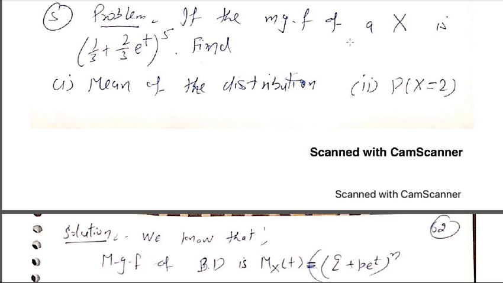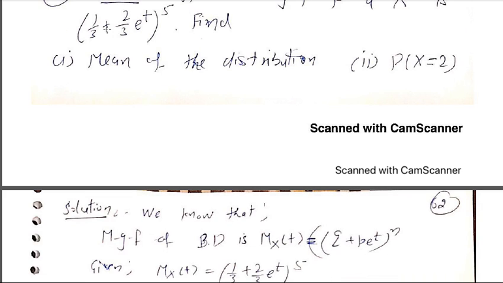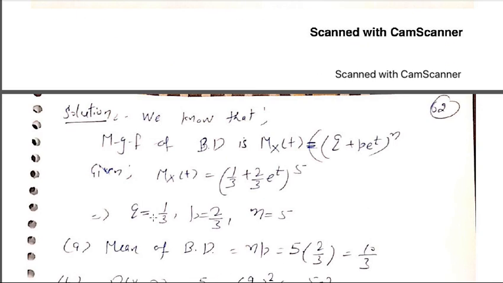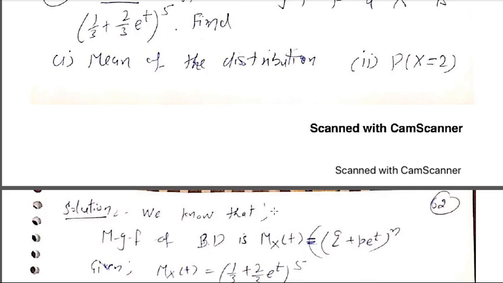So we know that the moment generating function of binomial distribution x is (q + p e^t)^n. Here, comparing the moment generating function with the given moment generating function, our value of q will be 1/3 and our value of p will be 2/3. So q is 1/3, p is 2/3 and n is 5.